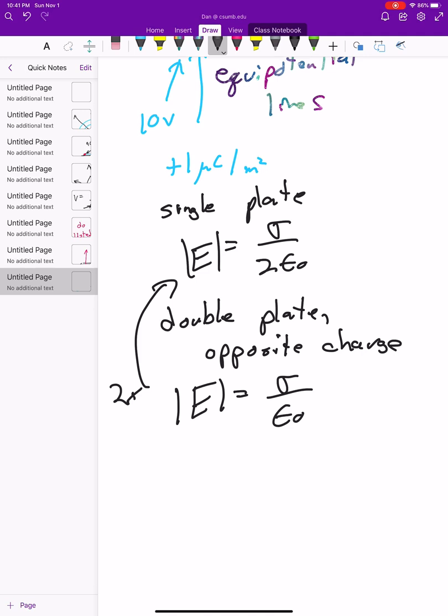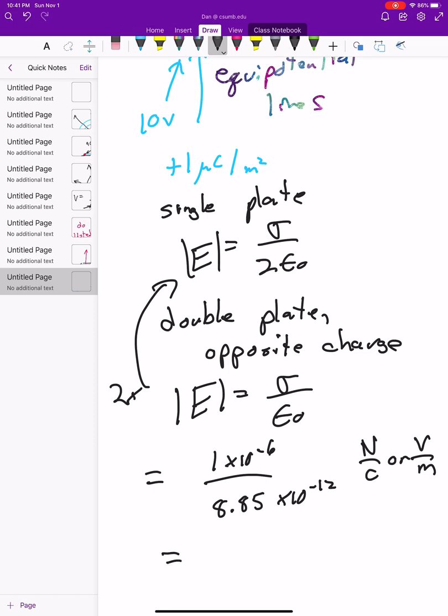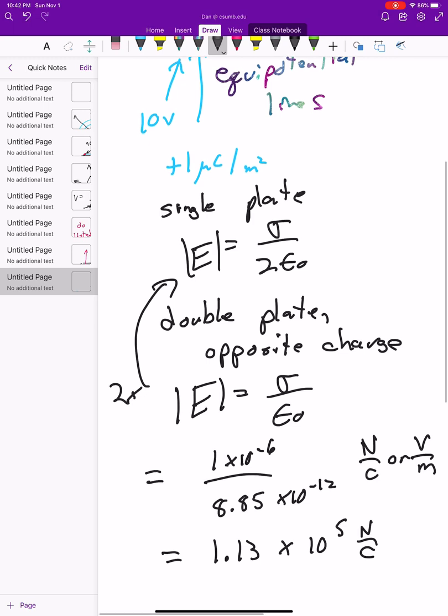All right, so we can figure out what that electric field strength is going to be. That electric field strength is going to be equal to 1 times 10 to the minus 6 divided by 8.85 times 10 to the minus 12. And the units, again, are newtons per coulomb, or, it turns out, and I'll talk about this later, volts per meter. Either one of those are identical. So if we do the math, we talked about this last time, I think it comes out to be 1.13 times 10 to the 5th newtons per coulomb between the two plates.